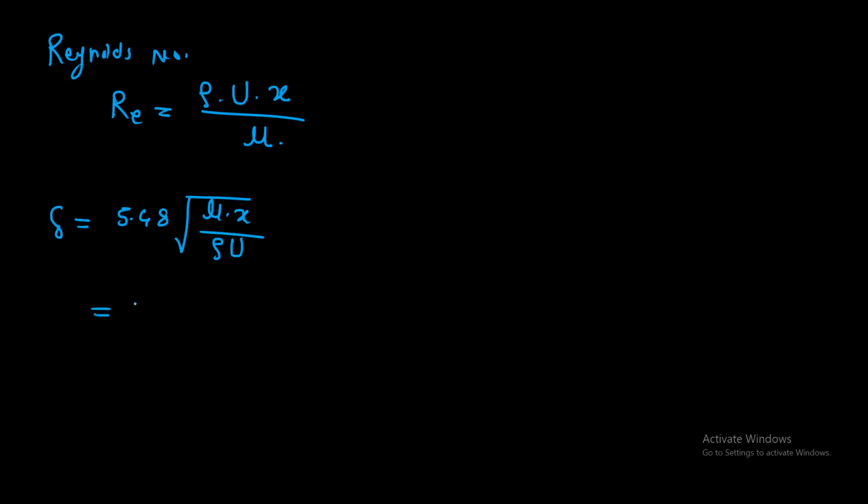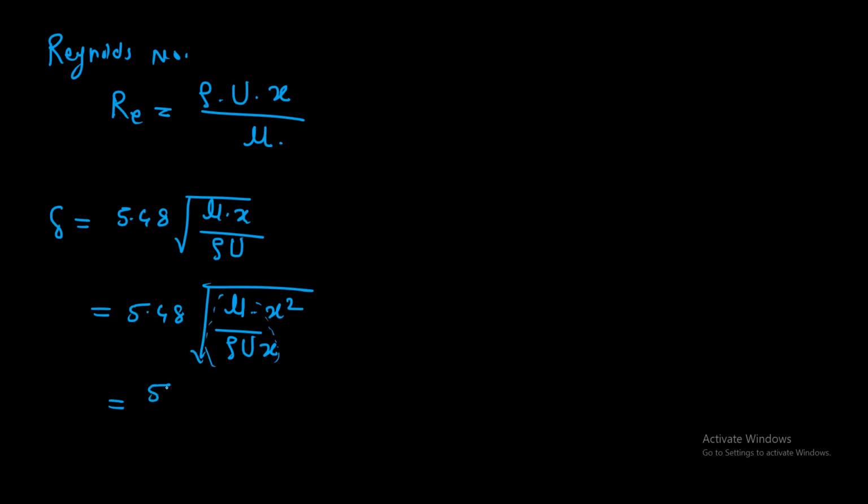So this is equal to 5.48 the square root of mu rho u. Now refer to this formula. This is rho u x upon mu. So multiply here by x and multiply the numerator by x. So x and x will become x square. Now this term is the Reynolds number.